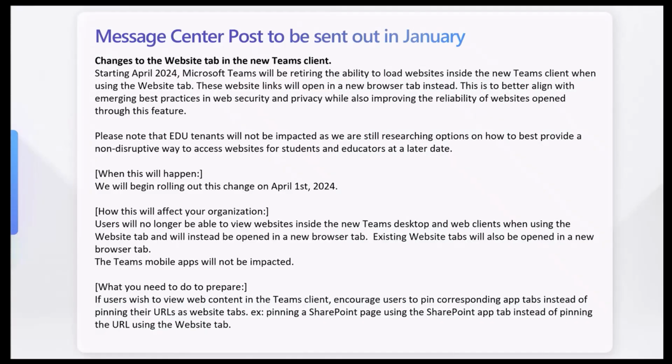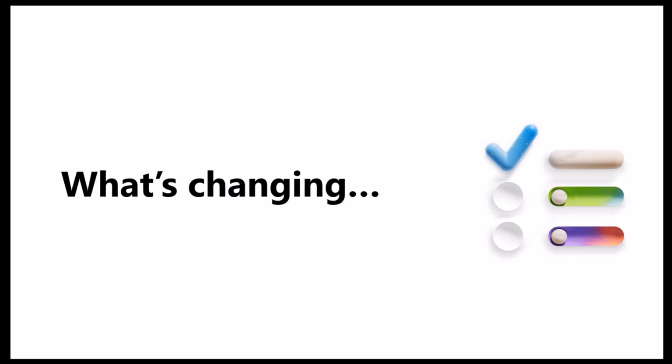So about a week ago, we sent out a message center post to IT admins explaining the issue. The post outlines our plans to begin rolling out changes starting in April. Since then, we've received a lot of questions about the change, and there's also some misunderstandings. So at the end of this presentation, I'm going to answer some of the frequently asked questions we've been receiving. But first, I want to dig into the what we're changing part of this message.